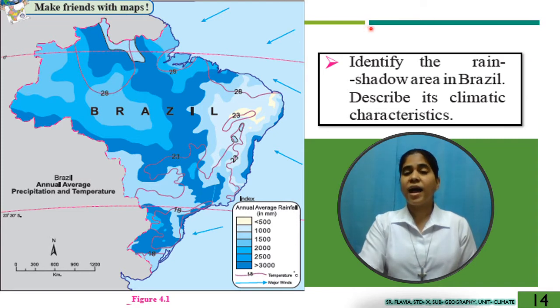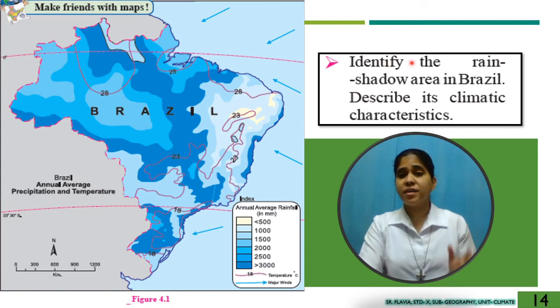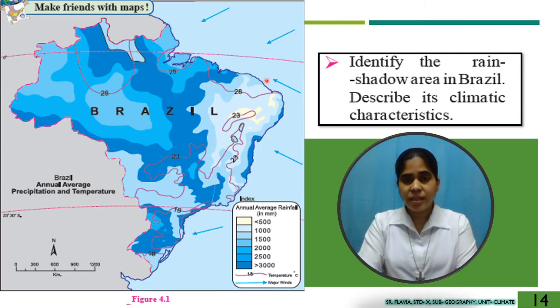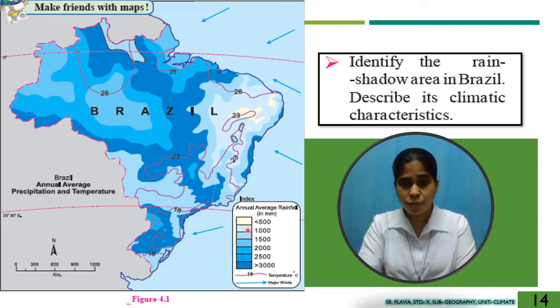So next, identify the rain shadow area in Brazil. Describe its climatic characteristics. In the northeast part of Brazilian highlands is the rain shadow area. So the Brazilian highlands, look over here, which is shown with the lighter shade of blue over here, receives less than 500 millimeters of rainfall, and the temperature is 23 degrees to 28 degrees Celsius.